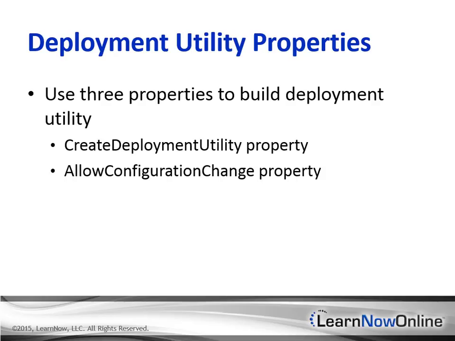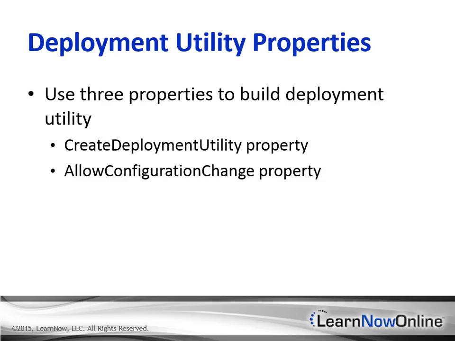The second property is the Allow Configuration Change property. This property specifies whether the user installing the package can change the configuration settings during deployment. If set to true, the user can change the property values within a configuration file, if a configuration file exists, when they run the package install wizard. The default value is true.